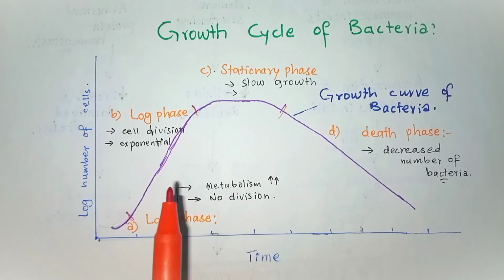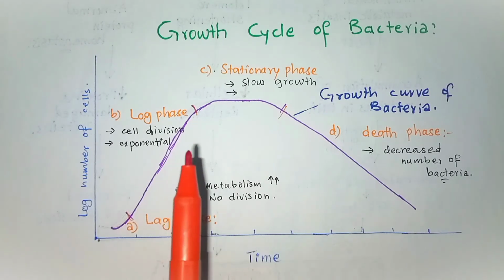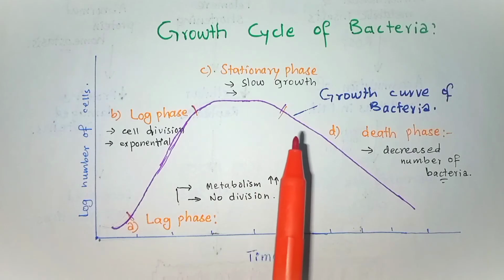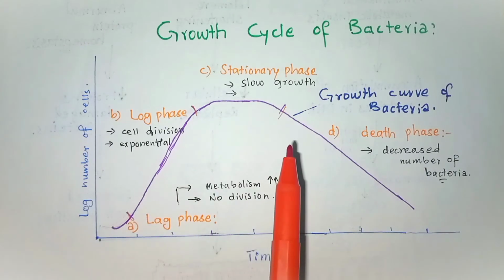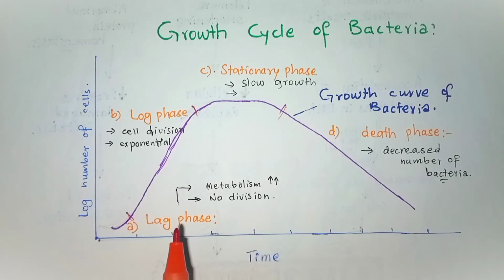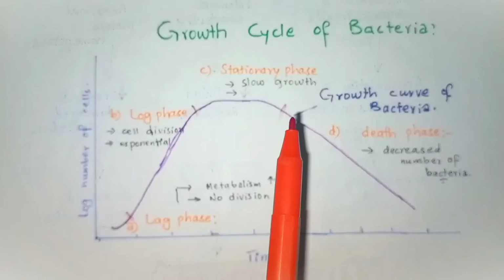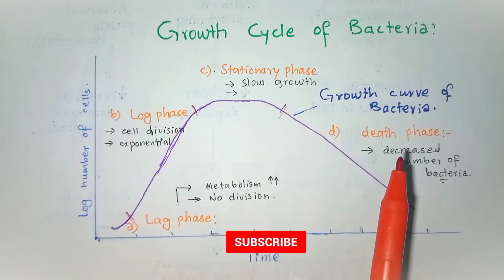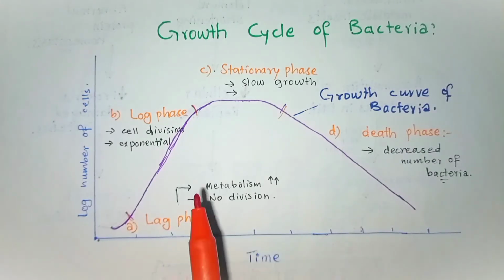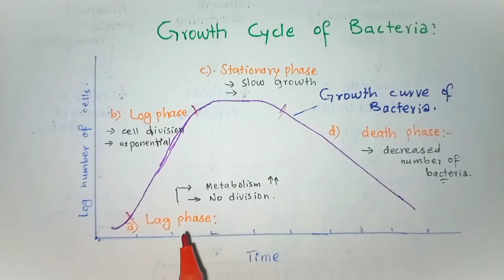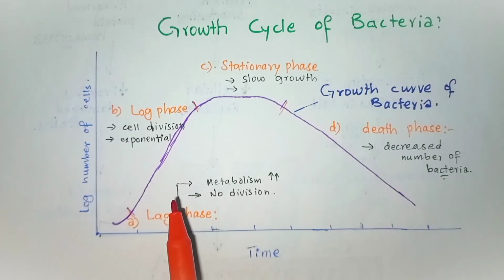So these are the phases of the growth cycle of a bacteria. The growth cycle of a bacteria has 4 major phases: the lag phase, log phase, stationary phase, and the death or decline phase. Now I will explain these phases of the growth cycle of a bacteria one by one.